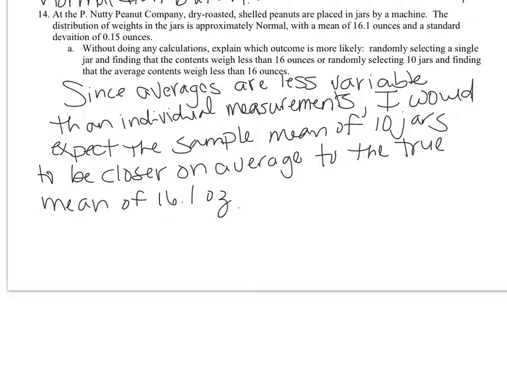So with one jar, you might get one that's more than or less than, but you're going to have a lot more variability. But if you got 10 jars at a time, on average, their average will be closer to the mean.